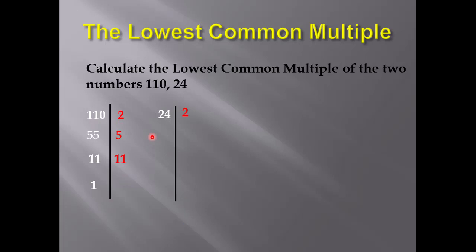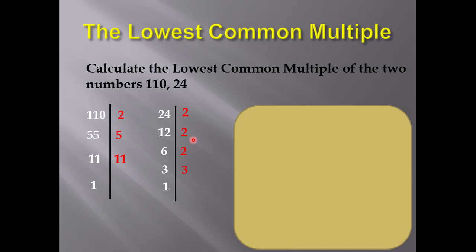What about 24? Okay, we did it before. 24 divided by 2 equals 12, divided by 2 equals 6, divided by 2 equals 3, and 3 is a prime number, divided by itself equals 1. Okay, we can write them now in columns. 110 equals 2 times 5 times 11. 24, 2 times 2 times 2 times 3.